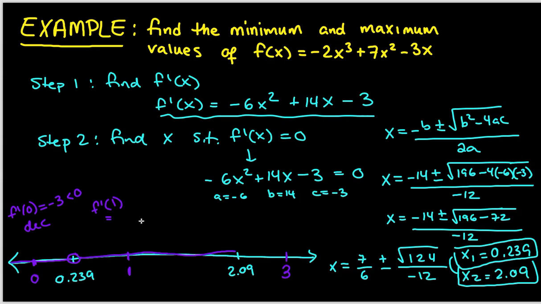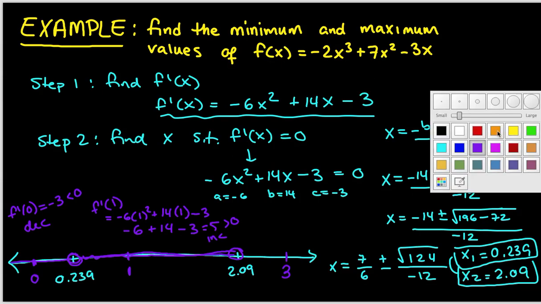So f prime of 1 is negative 6 times 1 squared plus 14 times 1 minus 3. So that's going to be negative 6 plus 14 minus 3, which is 14 minus 9, giving us 5, which is greater than 0. So you're increasing between here and here.